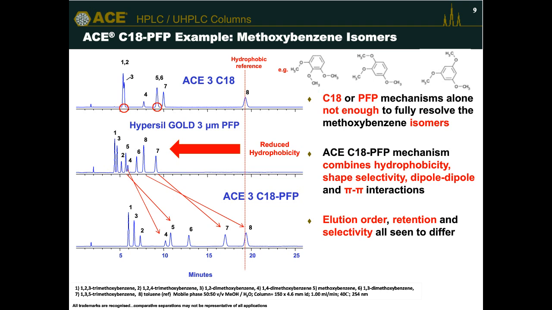So the PFP is a very useful type of column to be used, for instance, in drug substance analysis, raw material analysis, metabolomics, retention of polar compounds. This phase is used a lot in this area.